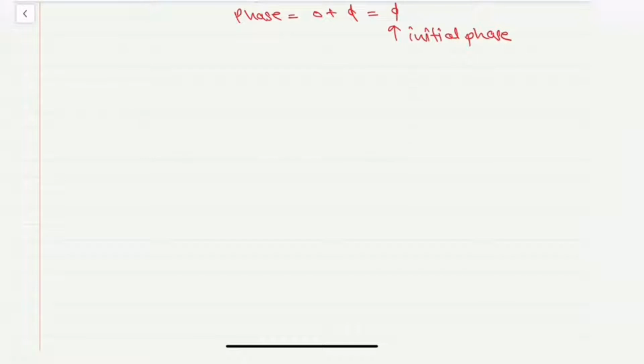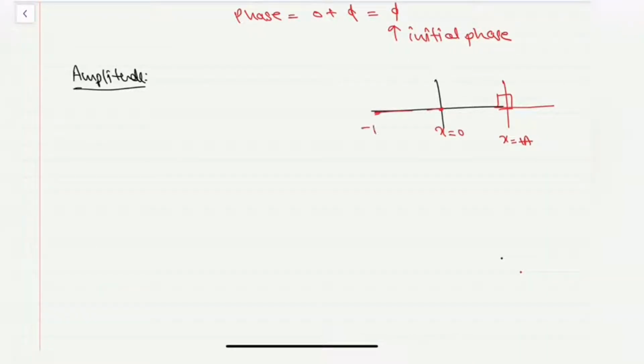Now we give some definitions. For example, amplitude. What is amplitude? When a particle performs SHM about the mean position, suppose this is the mean position, and it goes up to the maximum displacement in the positive direction, and this is the maximum displacement in the negative direction, and this is the mean position. So the maximum distance of the particle from the mean position is called amplitude.